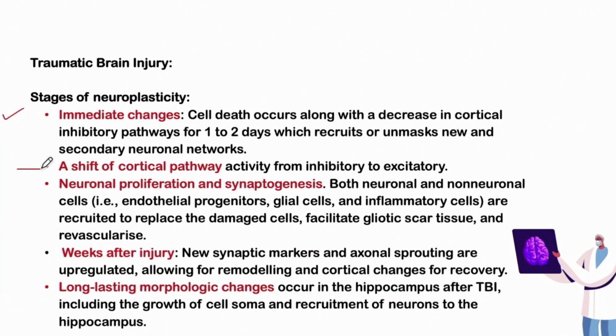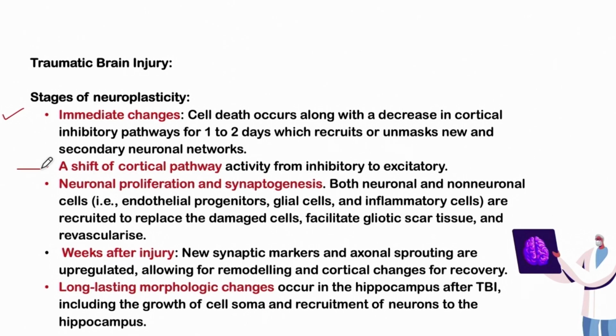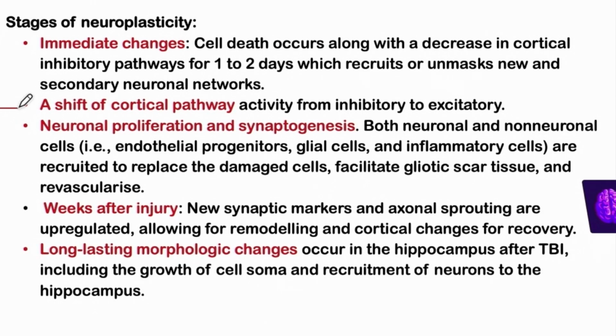We know that in the brain there are neurotransmitters such as glutamate, which is excitatory, and GABA, which is inhibitory. So it's really moving towards that glutamate aspect, which is important for cognition, etc. Then we have neuronal proliferation and synaptogenesis: proliferation of neurons, and synaptogenesis, basically the formation of new synapses.